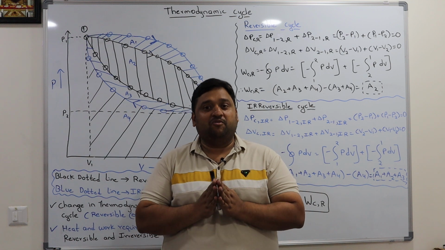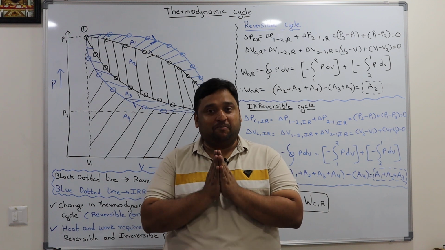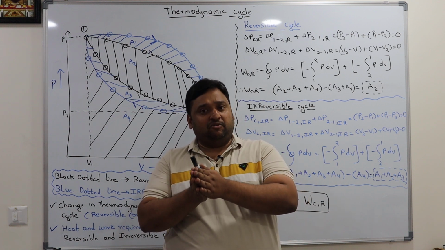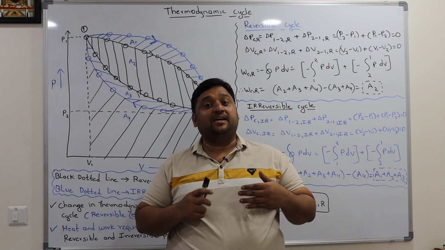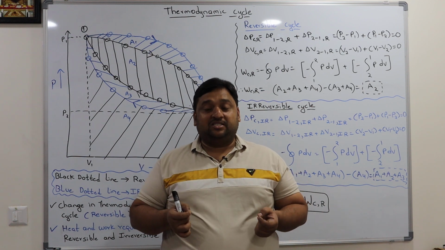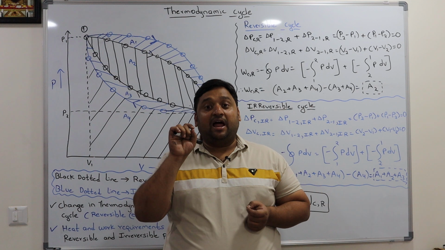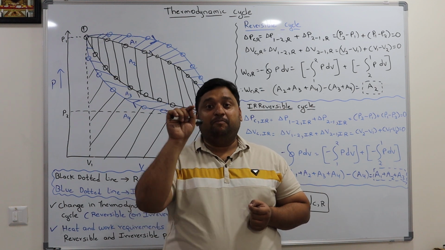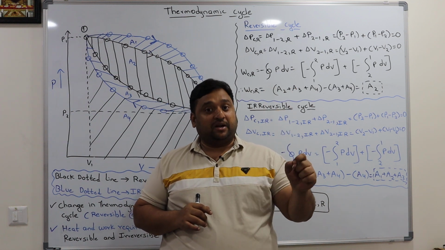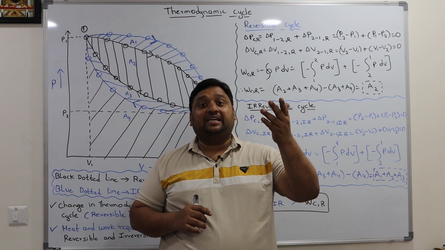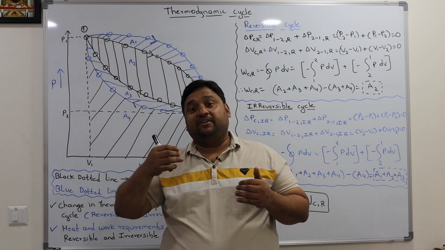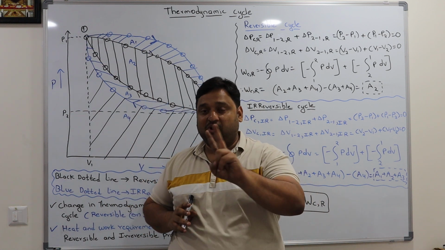In today's lecture, we are going to discuss thermodynamic properties in a thermodynamic cycle. In the last class, we were discussing the reversible and irreversible process. In today's class, we are going to prove that the change in the value of a thermodynamic property will be zero, whether it is a reversible process or an irreversible process. But the values of heat and work requirements will be different if it is a reversible process, and different if it is an irreversible process. These are the two things we are going to prove.